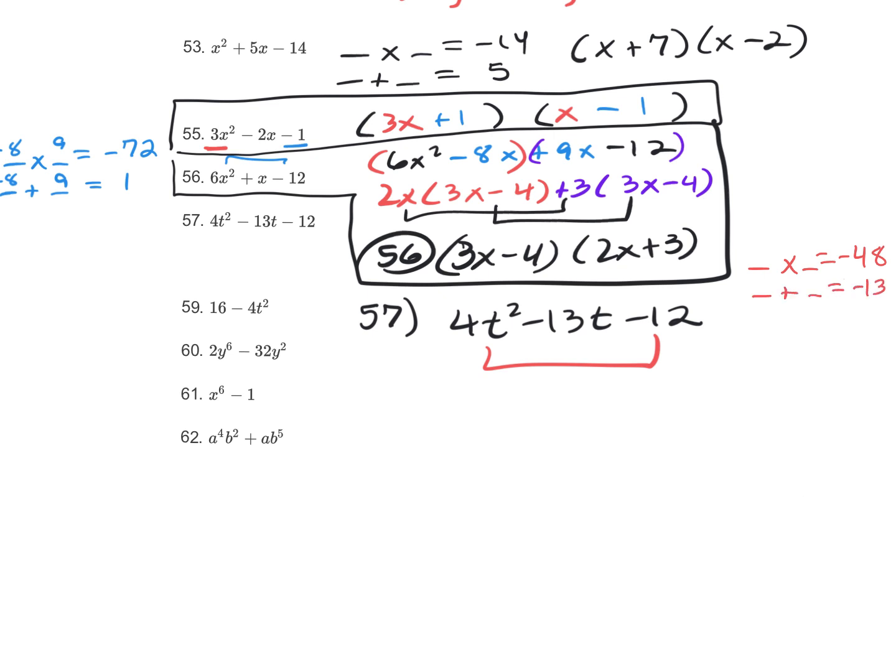So 48 has a lot of factors, so let me start my organized list. My middle term is negative, so my bigger factor will be the negative. So 1 times negative 48, 2 times negative 24, 3 times negative 16. And that's the combination that I need. So again, I'm going to factor by grouping by rewriting the first term.